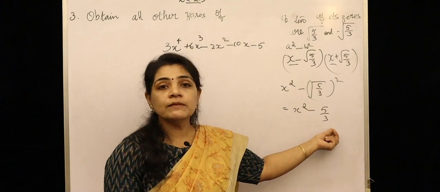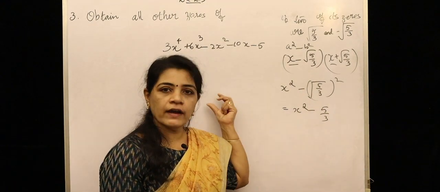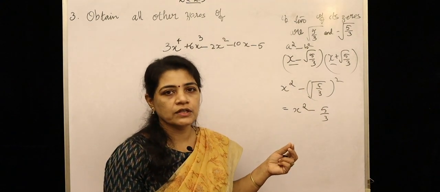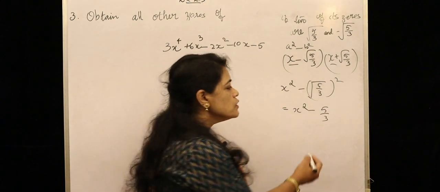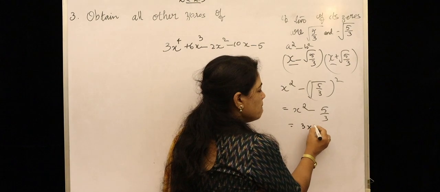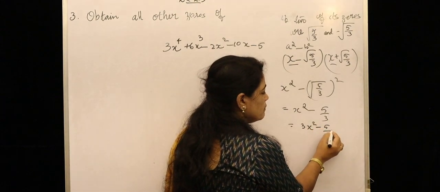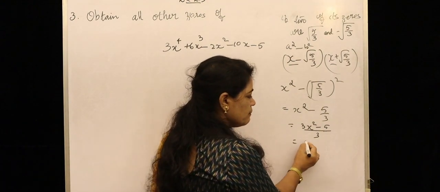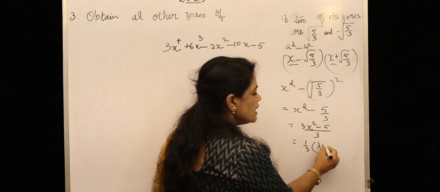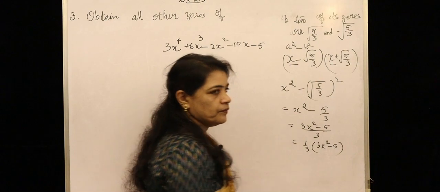Children, here the second term is a fraction. You can divide as such, but it may lead to some confusion. So if you cross multiply, one more simplification step can be written: 3x square minus 5, whole divided by 3. And you can take 1 by 3 as a constant. So 3x square minus 5.